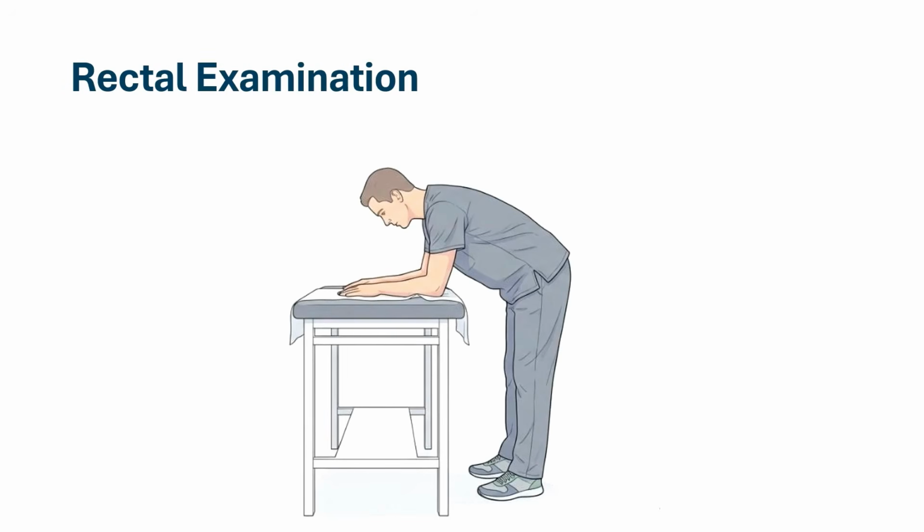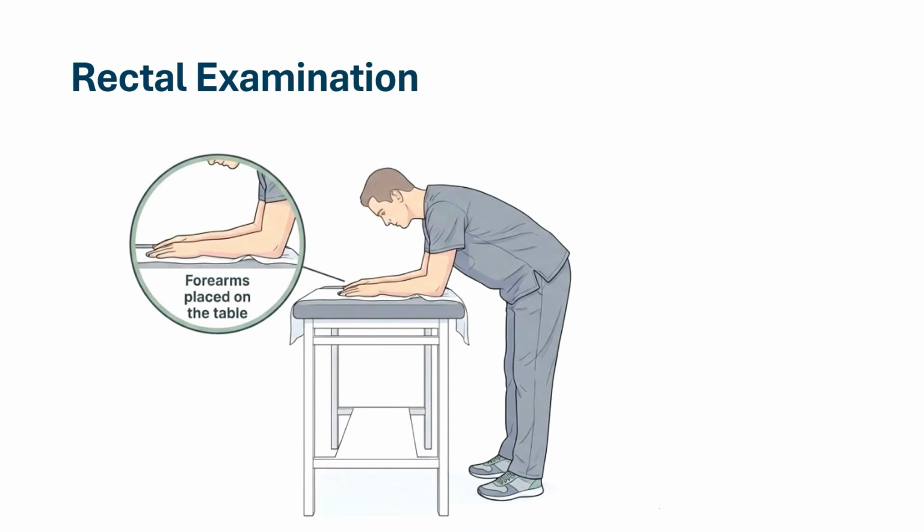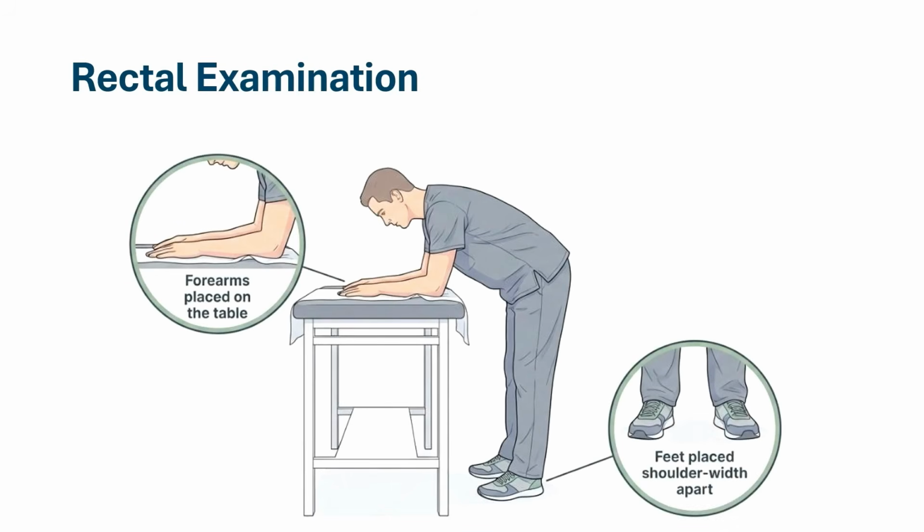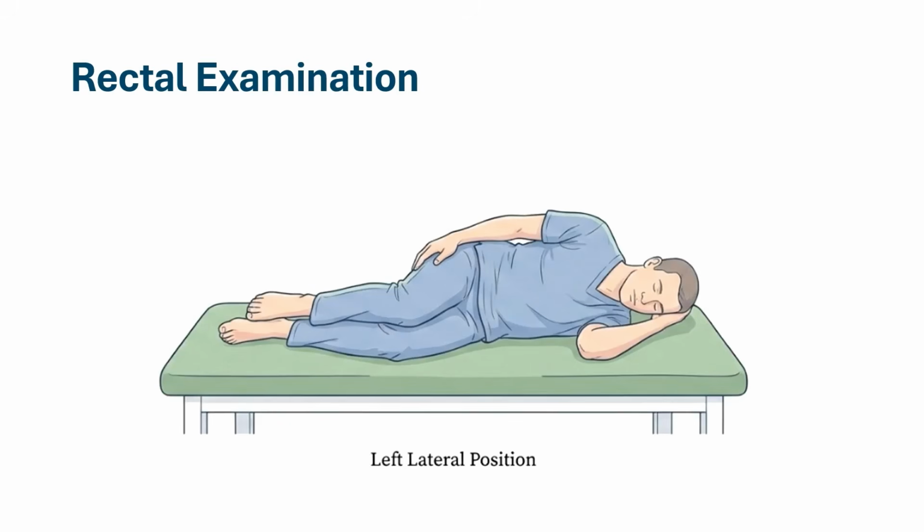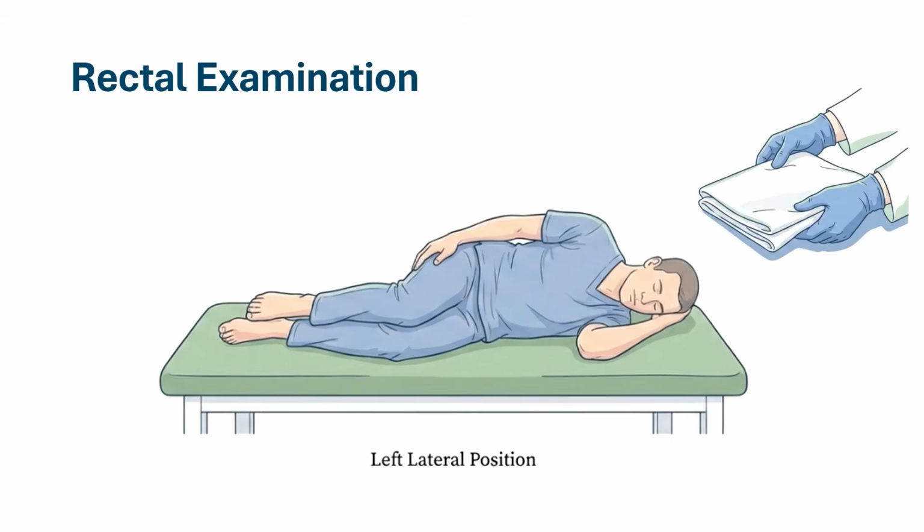Rectal examination. The patient should be positioned on the examination table with forearms placed on the table and feet shoulder-width apart. If standing is not possible, the patient should be placed in the left lateral position. The person should be covered, and only the examination area should be open. Patient privacy must be respected.